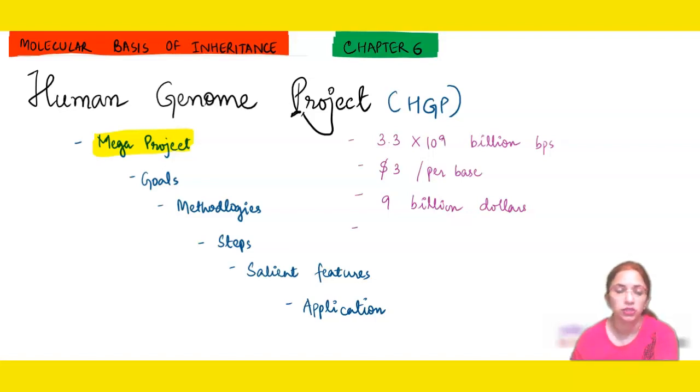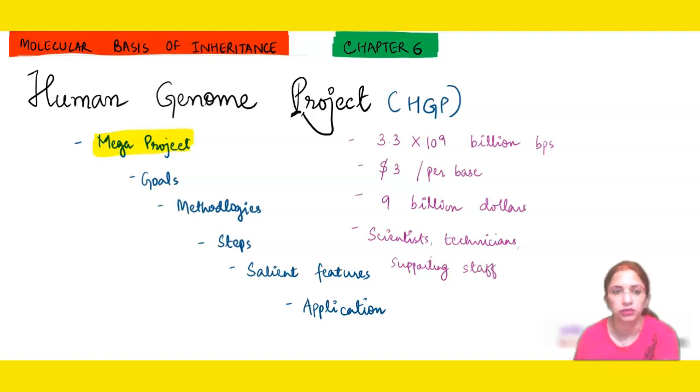Of course, to deal with such a big genome, a large number of scientists were also required, technicians were also required, and of course supporting staff as well, right? That is why this was counted as the mega project.